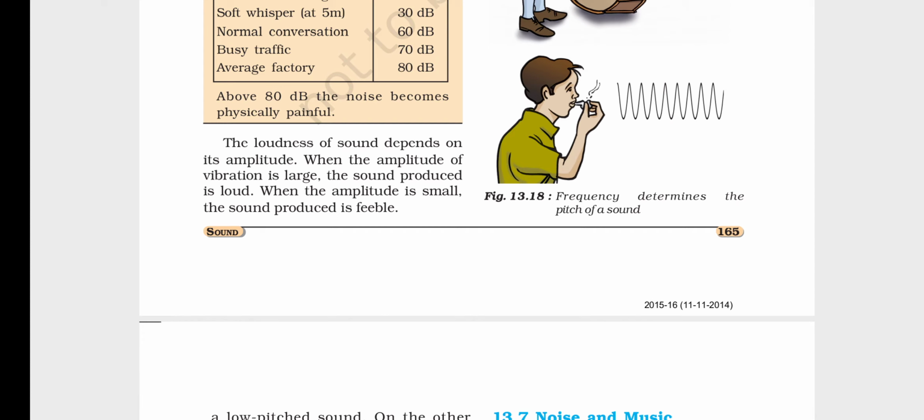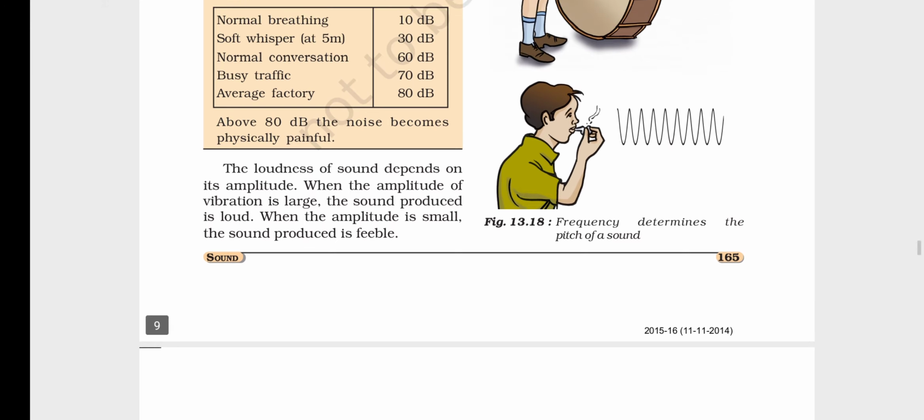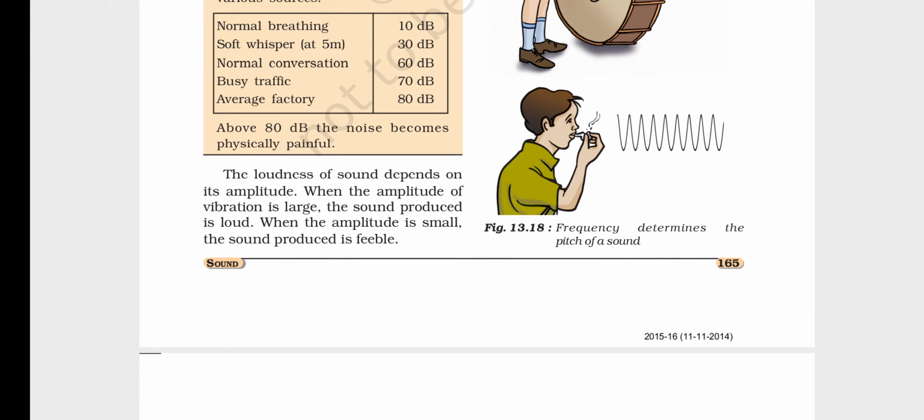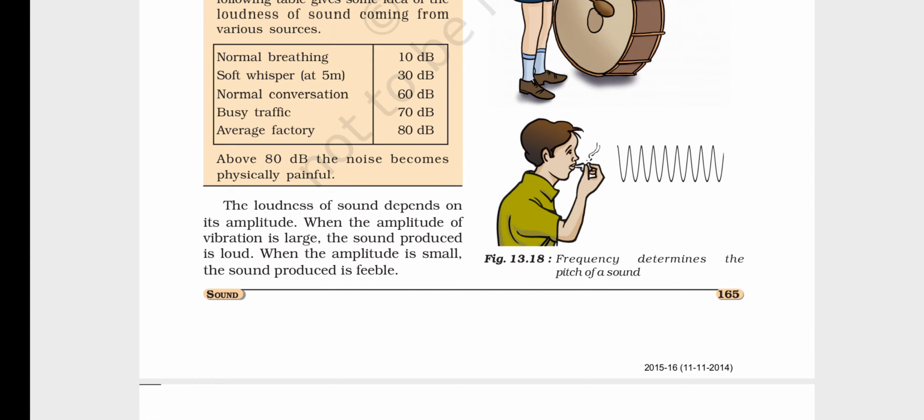The loudness of sound depends on its amplitude. When the amplitude of vibration is large, the produced sound is loud, isn't it? So, you'll come to know that when the displacement of the wave is more from the center, that vibration is large, and so the loudness is also large. When the amplitude is small, the sound produced is feeble.